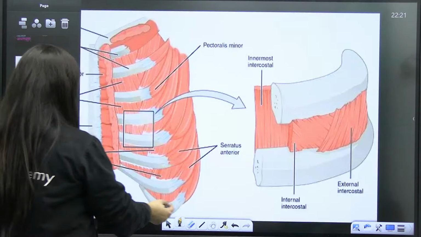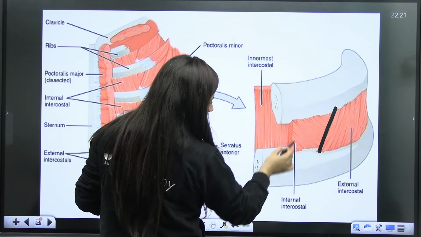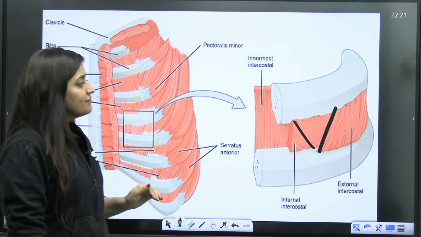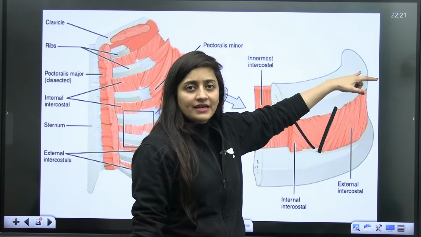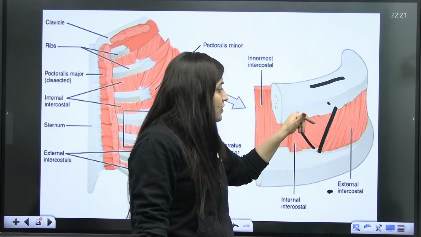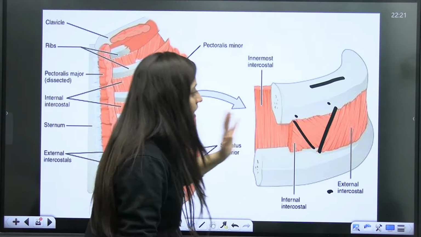So you can see this, right? Here you can see the external muscles, and you can see the internal muscle. The external intercostal muscle will connect the dorsal surface of the upper rib to the ventral surface of the lower rib, and this one will connect the ventral surface of the upper rib with the dorsal surface of the lower rib. This is how it is arranged.